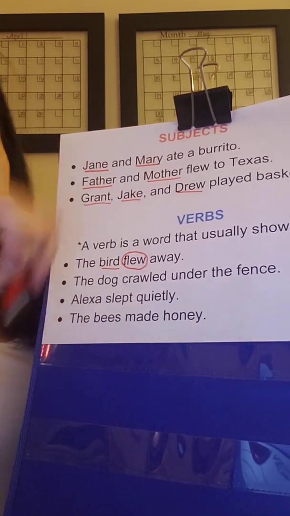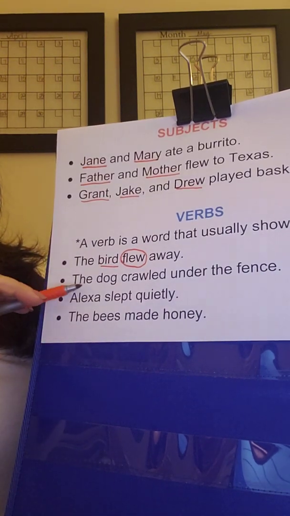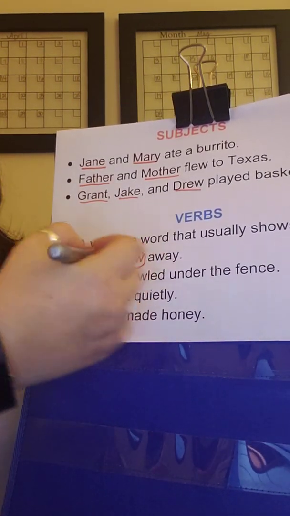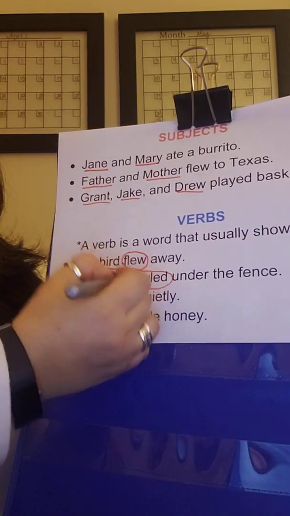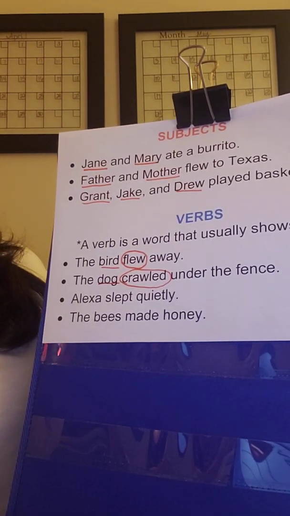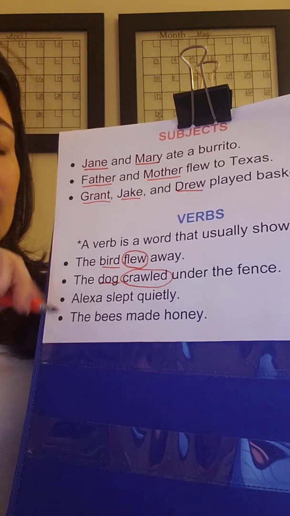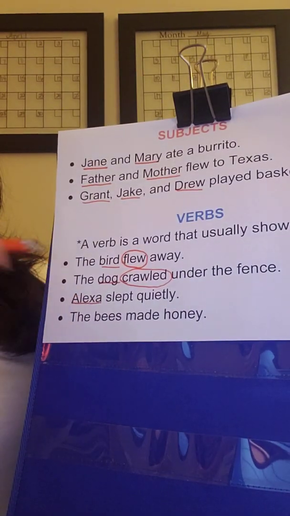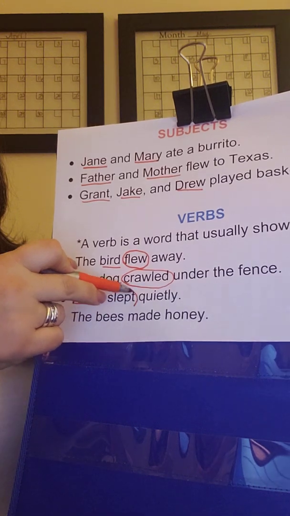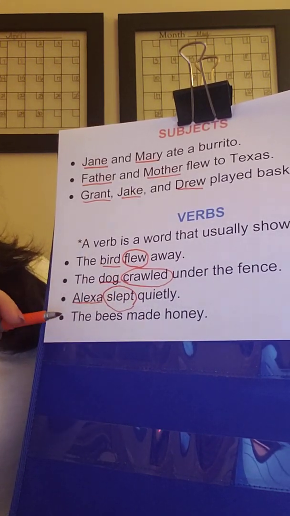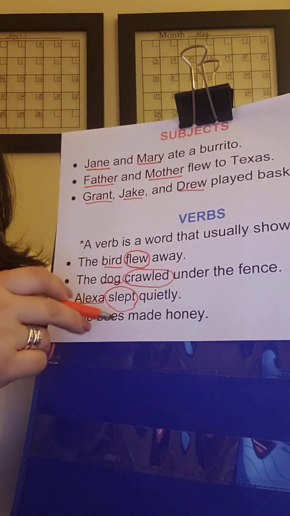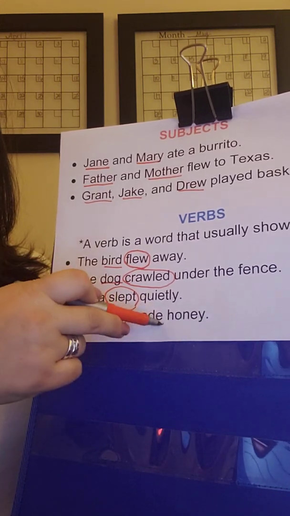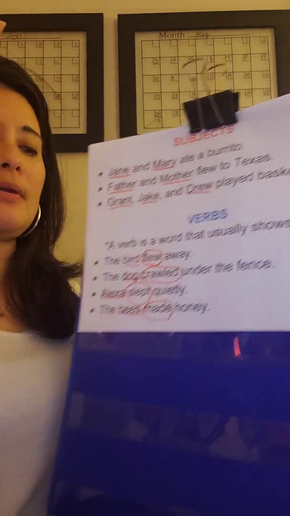The dog crawled under the fence. Let's find the subject first. Who is the sentence about? The dog crawled under the fence. The sentence is about dog, and what is that dog doing? It's crawling under the fence. Alexa slept quietly. Who is the sentence about? It's about Alexa. What is she doing? Slept quietly. And the last one, the bees made honey. Well, who is the sentence about? It's about bees. What are they doing? Making honey. Okay? So those are subjects and verbs.